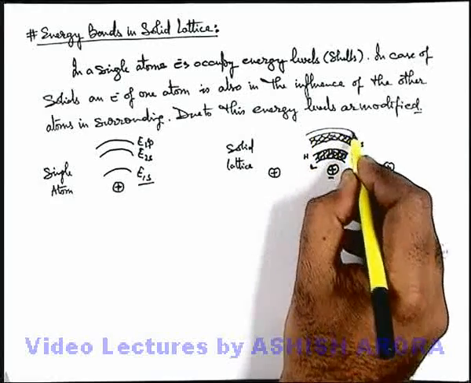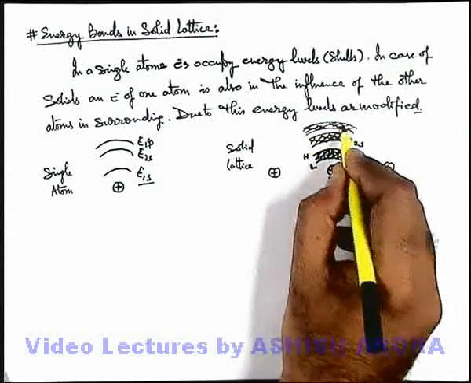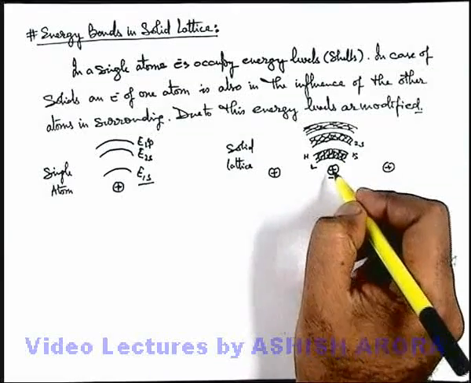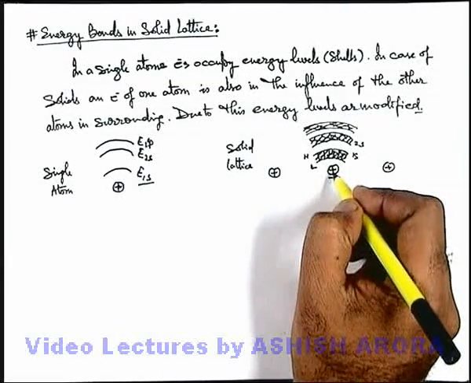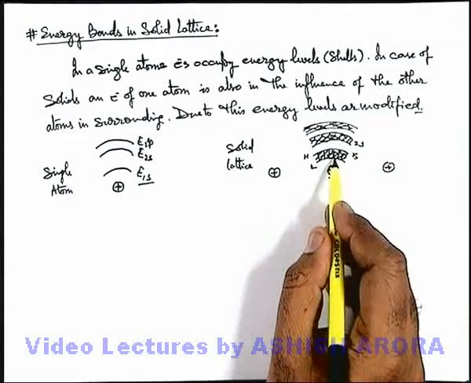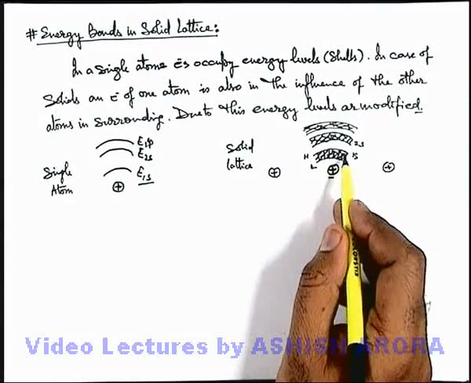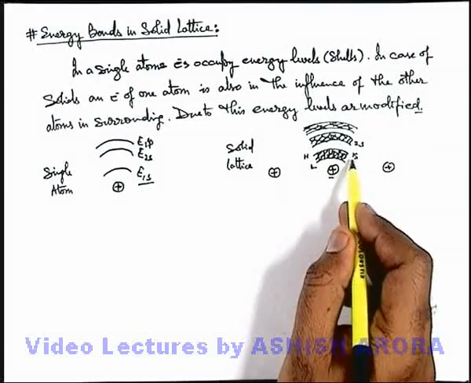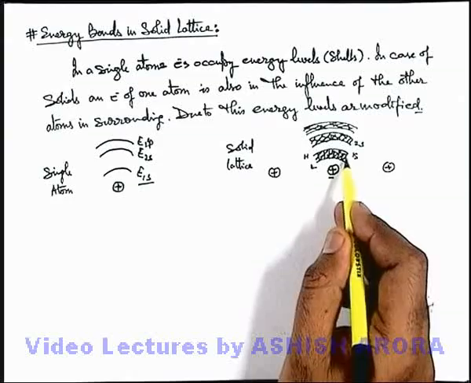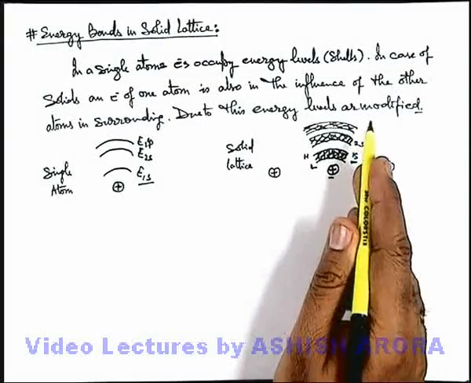And 2p will also split, and so on, because due to the existence of surrounding nuclei, the energy of an electron which is in the influence of one nucleus will get modified. So in this situation, every energy level for each atom will be modified in the form of an energy band in which electrons, not of any specified energy but in a small range of energy, can exist, and this region we can call the 1s energy band, 2s energy band, and so on.